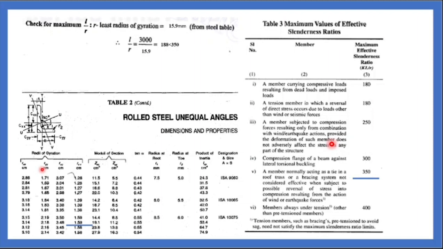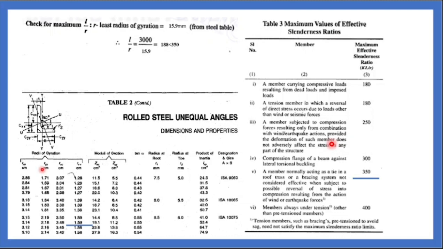There they have given it in centimeters. Substitute in millimeters. 3000 divided by 15.9 is 188. That is your slenderness ratio. Now take Table 3 and check whether it is under the limit. Table 3, maximum slenderness ratio.